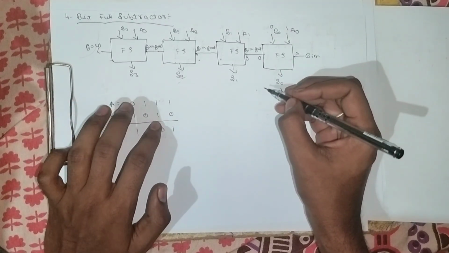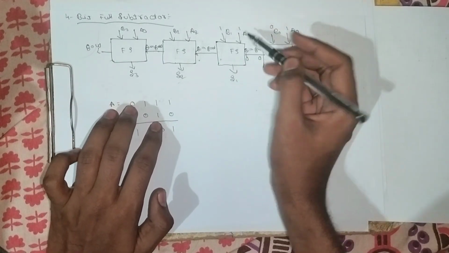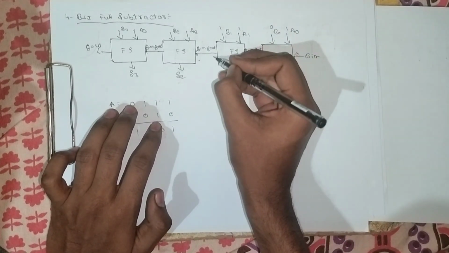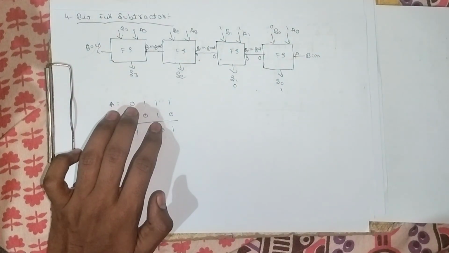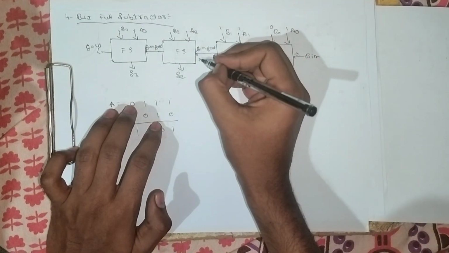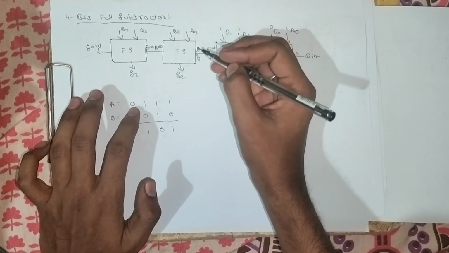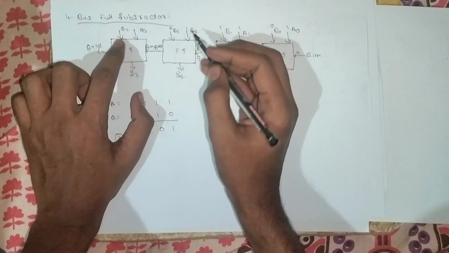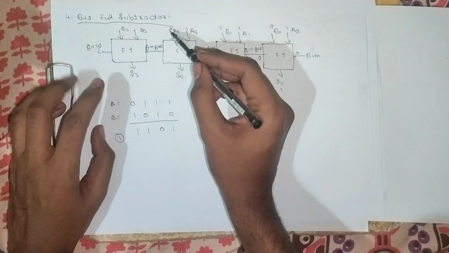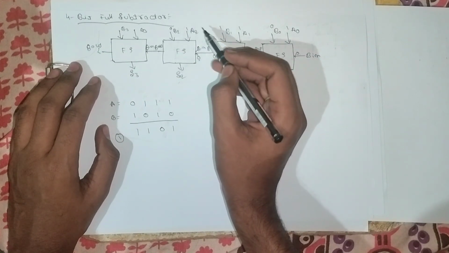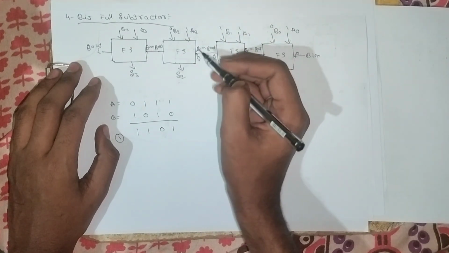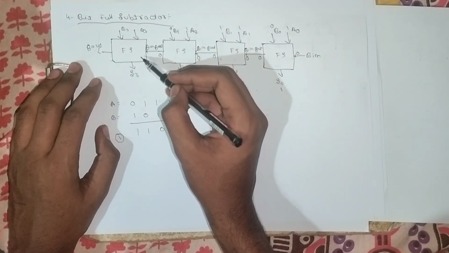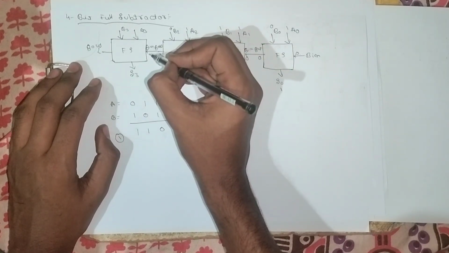We know that A1 is 1 and B1 is 1. The difference of 1 and 1 is 0, and with the borrow in 0 the difference will be 0, and the borrow out becomes 1. This borrow out is carried to the next full subtractor, where the borrow in becomes 1. For A2 and B2, B2 becomes 0 and A2 becomes 0. When we take the difference from 0 and 1, it becomes 1, and with the borrow the difference becomes 0, and the borrow out becomes 0. This borrow out is carried to the next full subtractor, and the borrow in becomes 0.